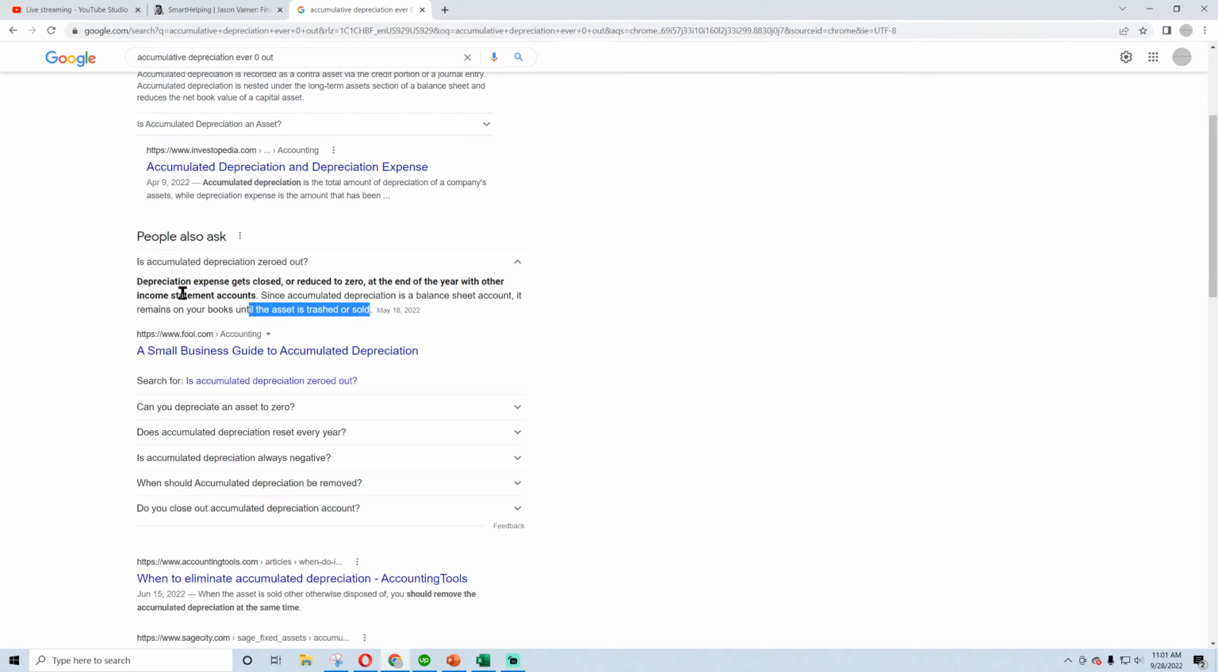So that's fine. Now the question is, depreciation expense is a non-cash item. It hits the income statement, reduces income, added back in the cash flow statement. And then it's a contra asset as well. So it zeroes itself out there.